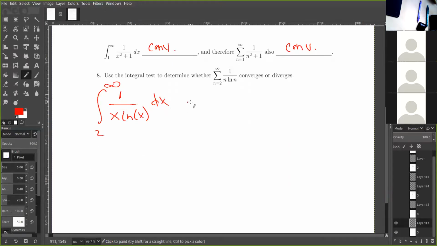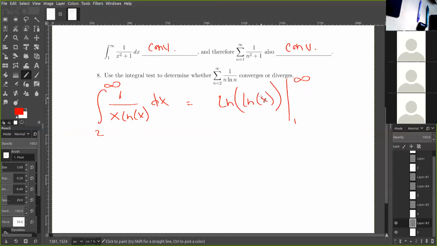And of course, how do we integrate this? Do a u sub. u is equal to natural log of x. Check that for yourselves. You should be able to find that the integral is natural log of natural log of x. So quick check, take a derivative of this guy. It'll give me, by chain rule, 1 over natural log of x times the derivative of this guy, times 1 over x. So 1 over x times 1 over natural log of x.